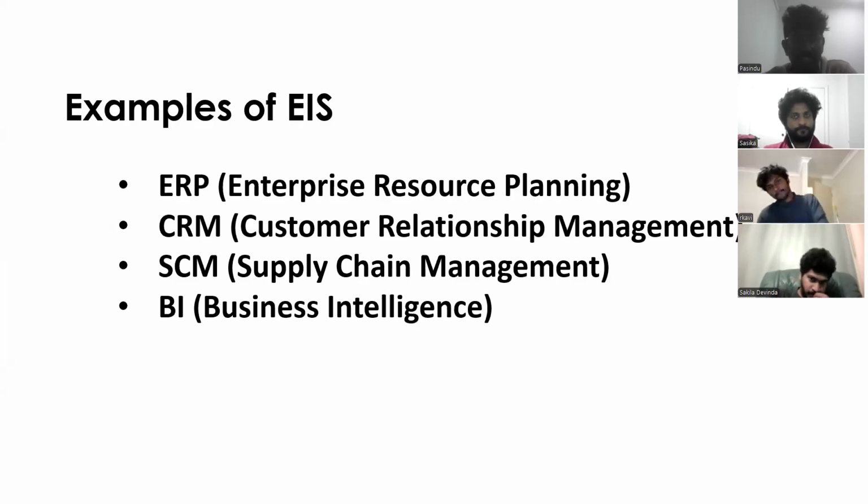SCM, Supply Chain Management Systems. These systems manage the flow of goods, services, and information in the whole business process. They optimize everything from procurement to logistics and distribution. BI, Business Intelligence Systems. These systems are designed to collect, analyze, and present business information to help with decision making. These examples highlight how EIS contributes to the overall integration and efficiency of an enterprise.